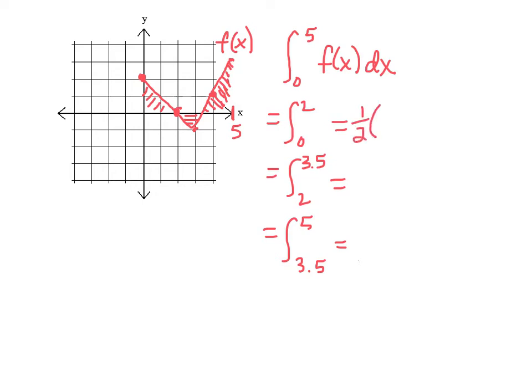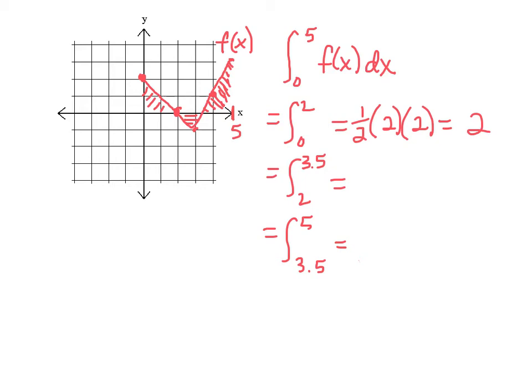Let's look at the first one. From 0 to 2, the base is 2, and the height is 2. So the area for that section is 2. Then we look at that tiny little triangle there. Now notice, we have to be very careful because that triangle is underneath the x-axis. So there's going to be a slight change there, and I'll talk about that in a minute.